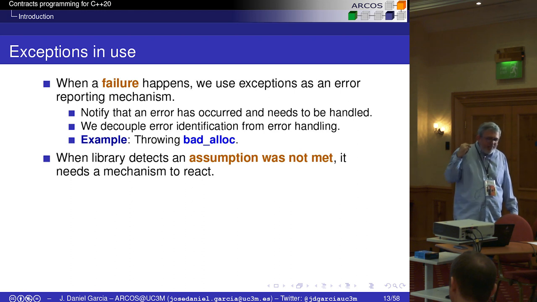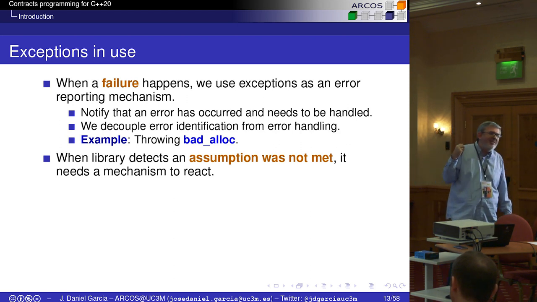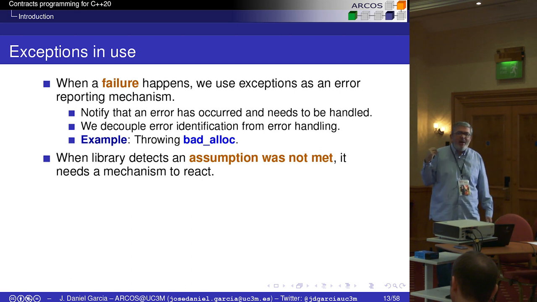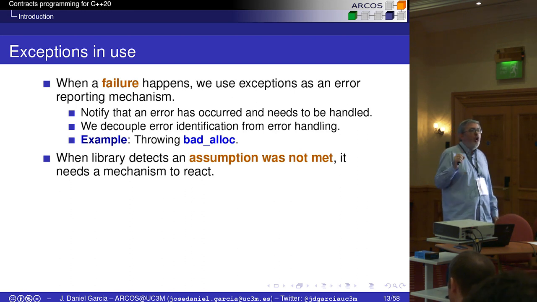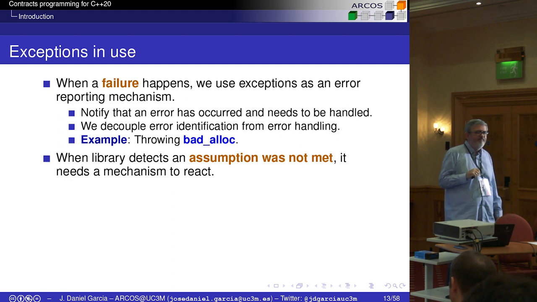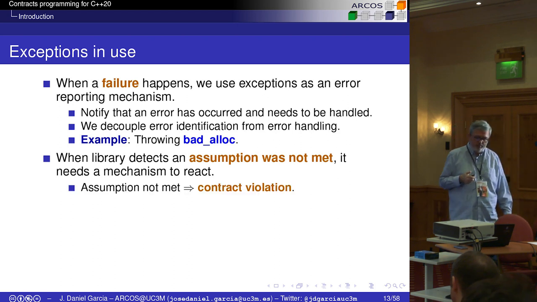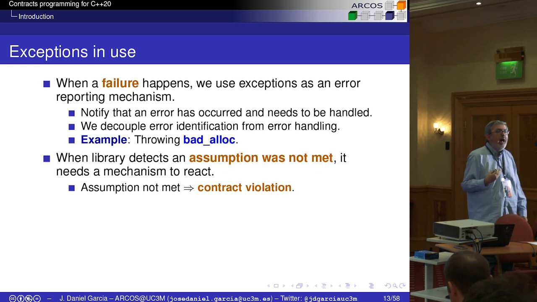A different thing is when a library detects that an assumption was not met and it needs a mechanism to react. Let's say I have my wonderful square root function and my expectation as a library developer is that you are going to give me non-negative numbers as an input. Okay, this has nothing to do with external conditions like the hard disk is broken. This has to do with you, as a programmer using my library, not meeting my expectations. And then we are in what we call a contract violation. The contract between you and me has been broken.